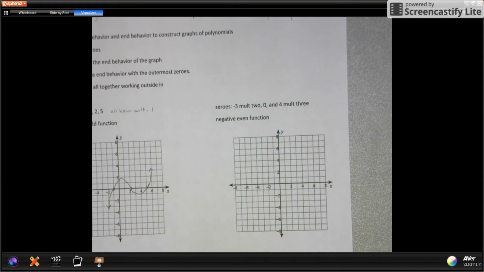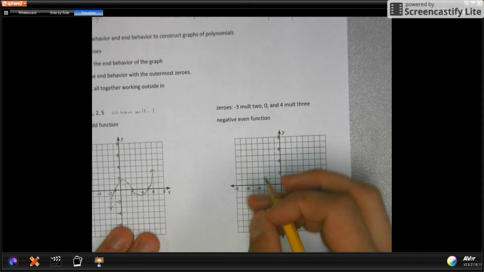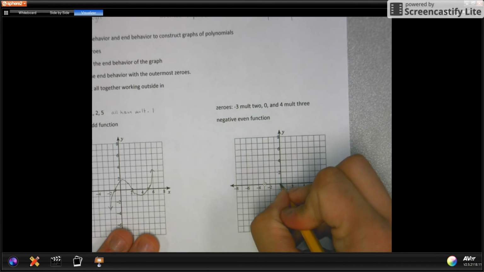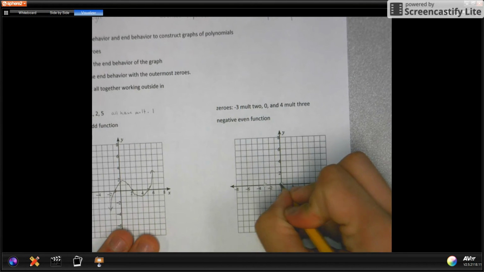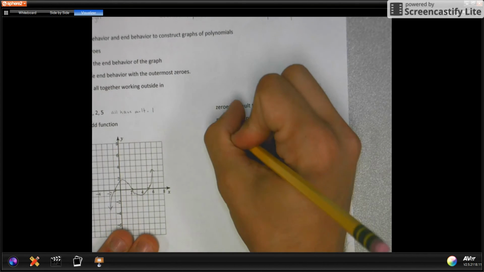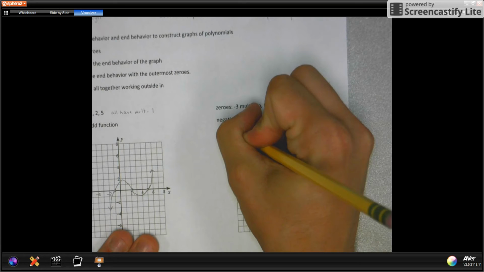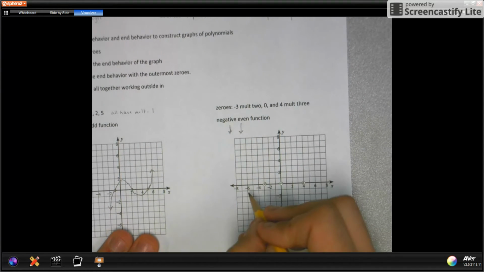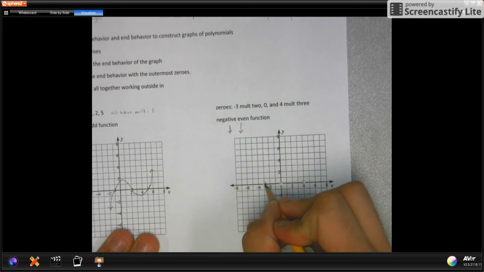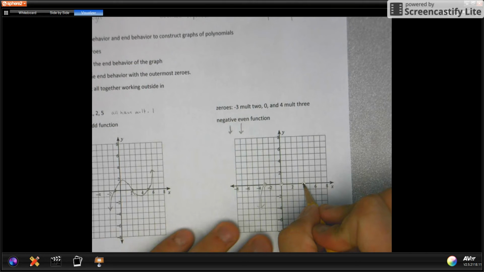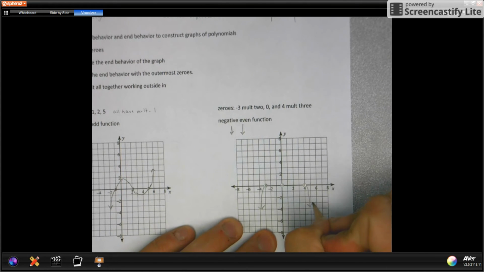Second example. Here I have zeros at -3, 0, and 4. So the first thing I want to do is plot again my zeros: -3, 0, and 4. I know it is a negative even function, so that tells me I'm going to have those two downward arrows, or that's what it's going to look like. So my zero furthest to the left, it's got to go down. And again, on the right must also go down.